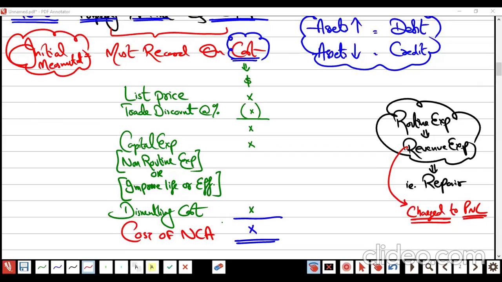Removal cost means, just assume we have an oil rig. Madam, you know an oil rig? In the seabed, there's a huge plant to extract the oil from the sea, right? Assume we have that type of oil rig. We are extracting the oil, and a time comes when the oil is finished. That's it.